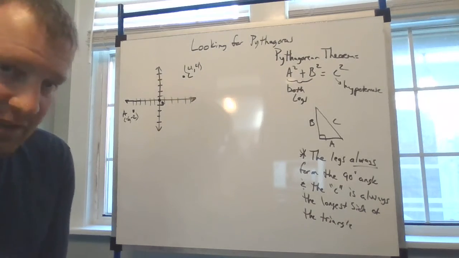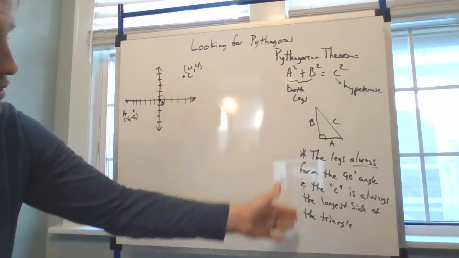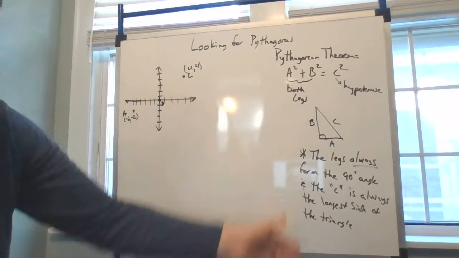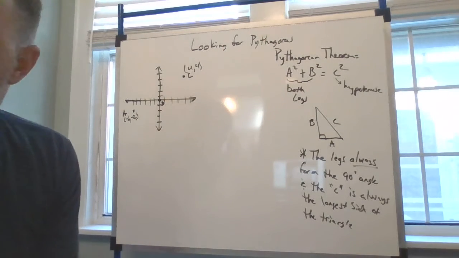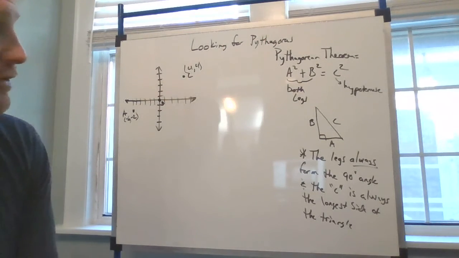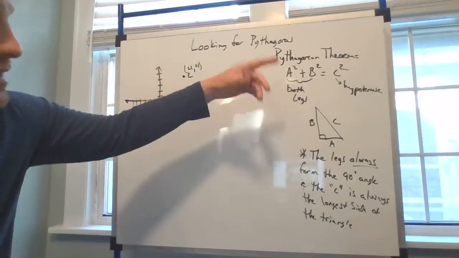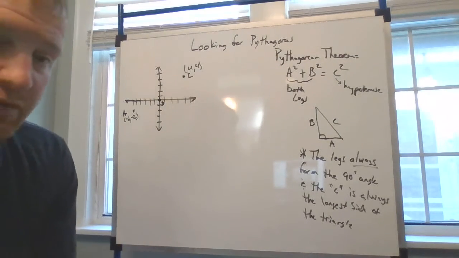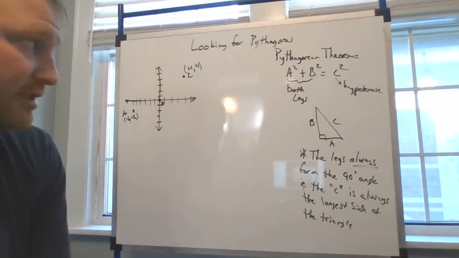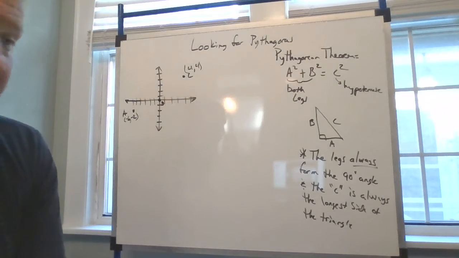Feel free to pause me and copy down these notes right here. We're going to be using this the whole way through and taking it apart piece by piece. So first thing first, the Pythagorean theorem is simply a squared plus b squared equals c squared. The a and the b are always the legs of the triangle. The c is always the hypotenuse.